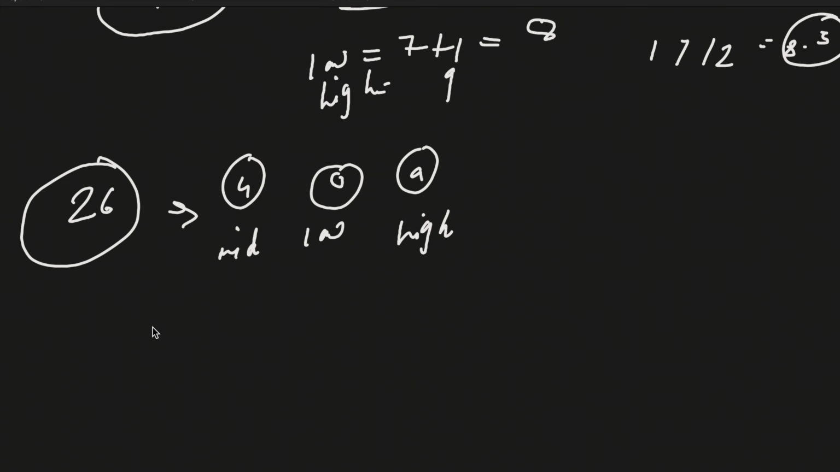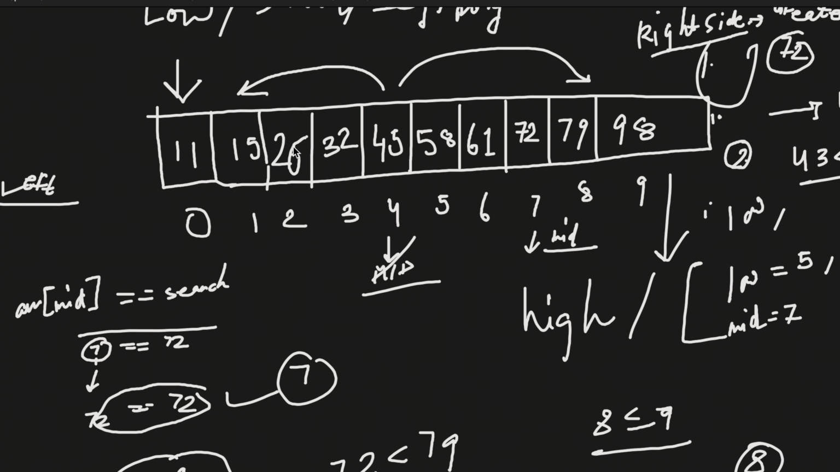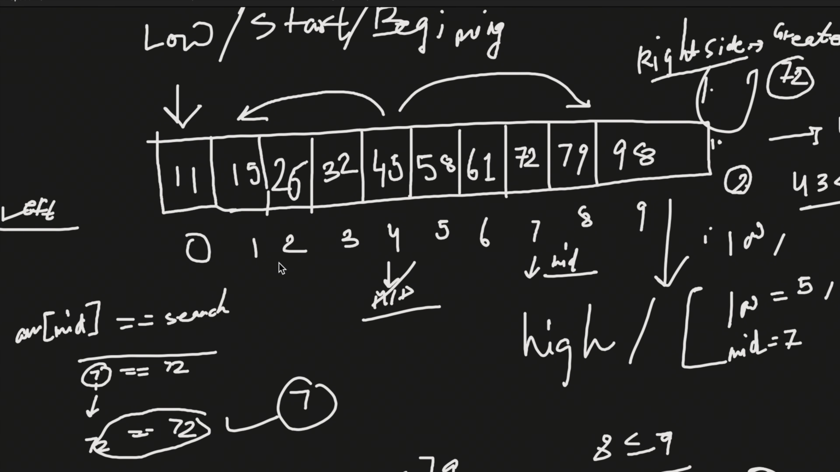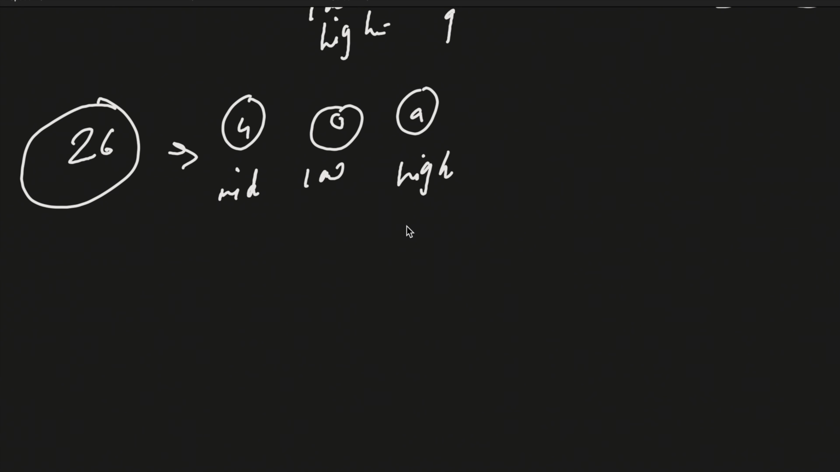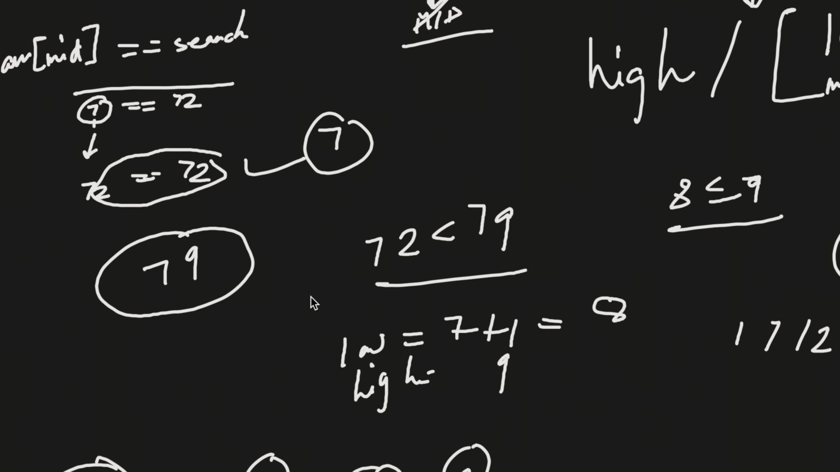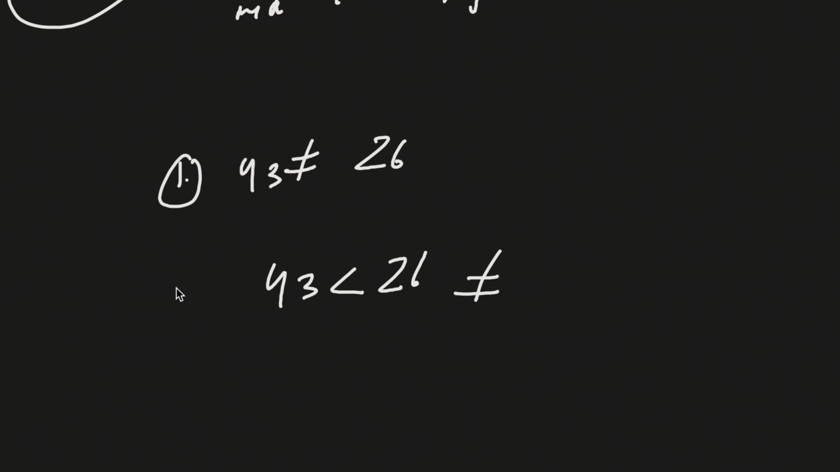Okay, so I am going with the search. Let me just see 26. Okay, 26 is on the second index. If array of mid, which is 43, is equal to the search element, I don't see that. 43 is not equal to the search element. Then we go to the second. Is 43 less than 26? No, this condition is also false. My first condition is false, 43 is not equal to 26. Second is also false. Then I'm going to the third.